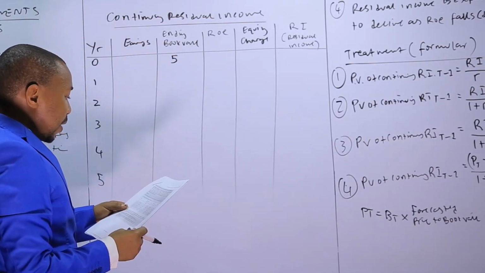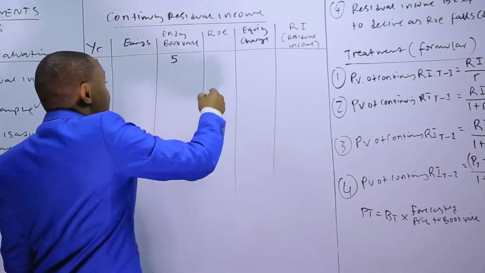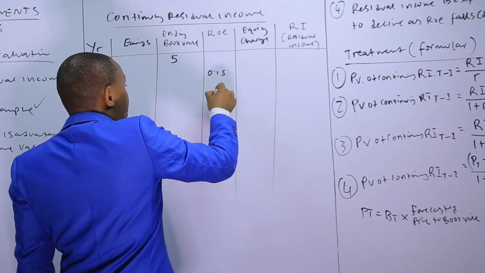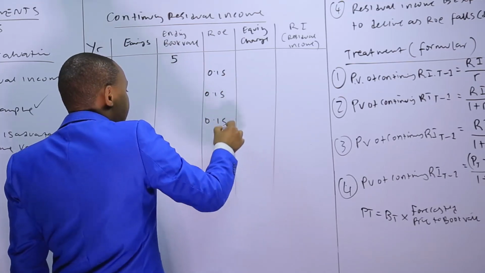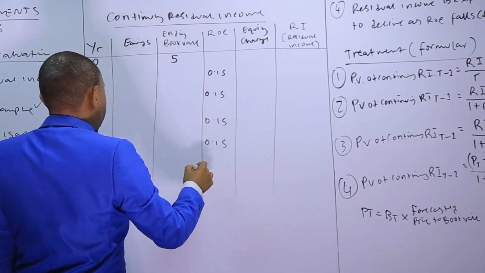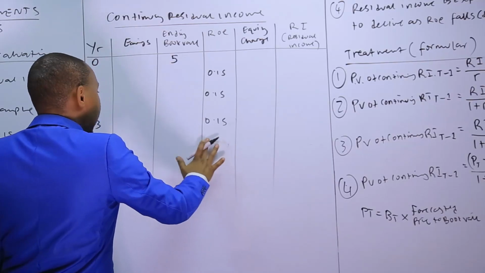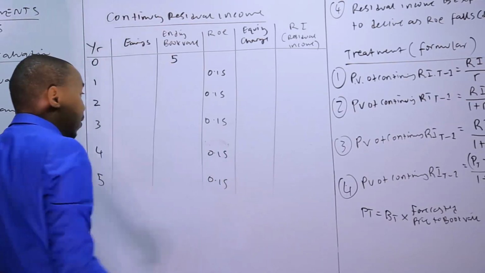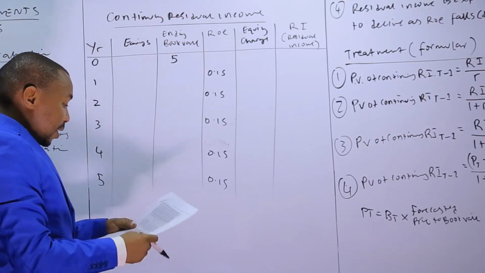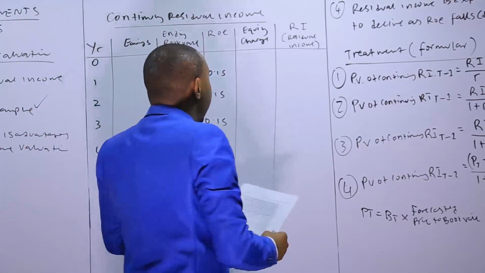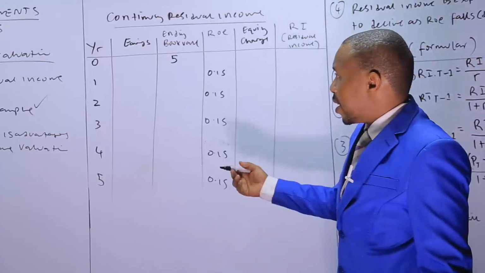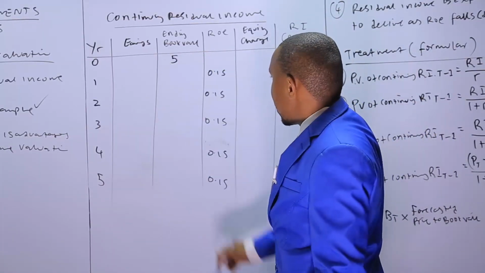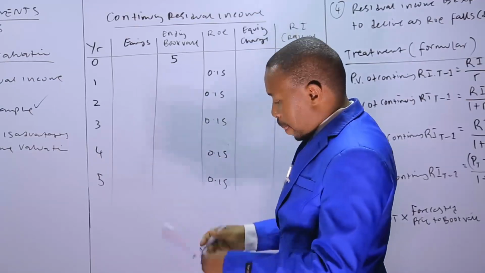The ROE at the beginning of the question has been given to us as 15%. So we're saying it is 0.15, constant. I need to put it beside each other, 0.15 and 0.15, like that. Now the equity charge is just the required return multiplied by the beginning book value. But we need to first of all fill in these two columns right here.